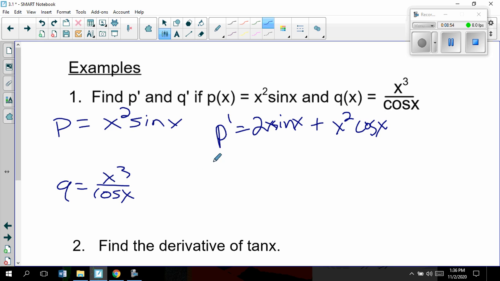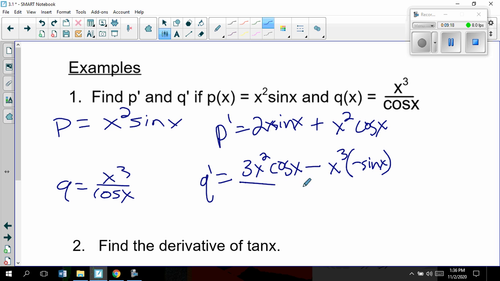Okay, so pause the video here, try q prime, and when you think you have it, hit play and see if you're right. So q prime would be the derivative of the top, which is going to be that 3x squared times the bottom minus the top times the derivative of the bottom. And so your derivative of the bottom in this case would be negative sine of x, and then over the bottom squared, so cosine squared of x.